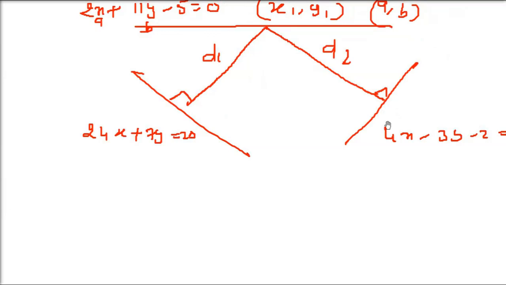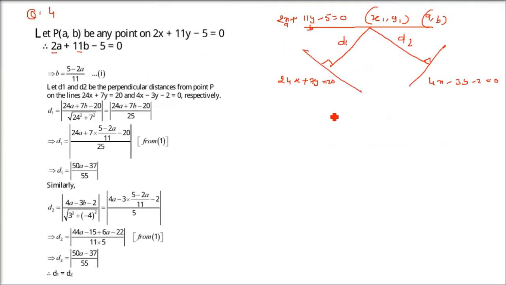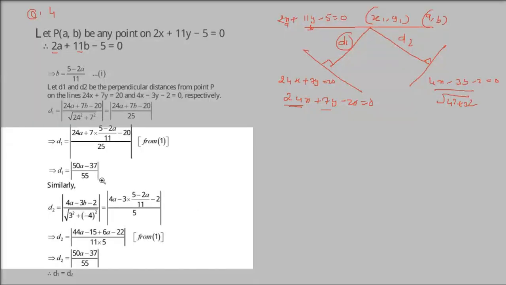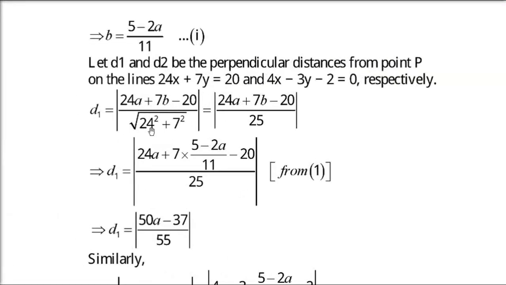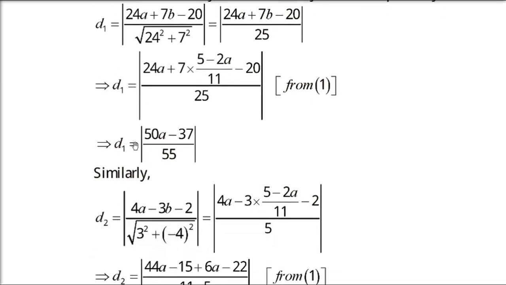Now d1 and d2 are perpendicular distances. What is the perpendicular distance formula we have just seen? For the line 24x plus 7y minus 20 equals 0, if you drop a perpendicular from (a, b), it will be 24a plus 7b minus 20 divided by under root of the coefficients of x and y squared. Because we have already found b equals (5 minus 2a) by 11, we'll just put it here. d1 equals (50a minus 37) by 55.